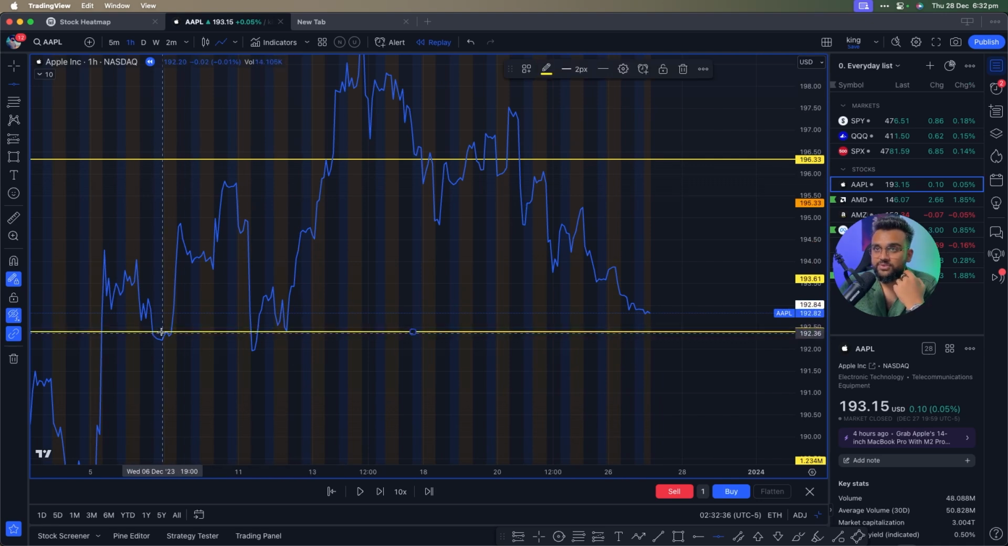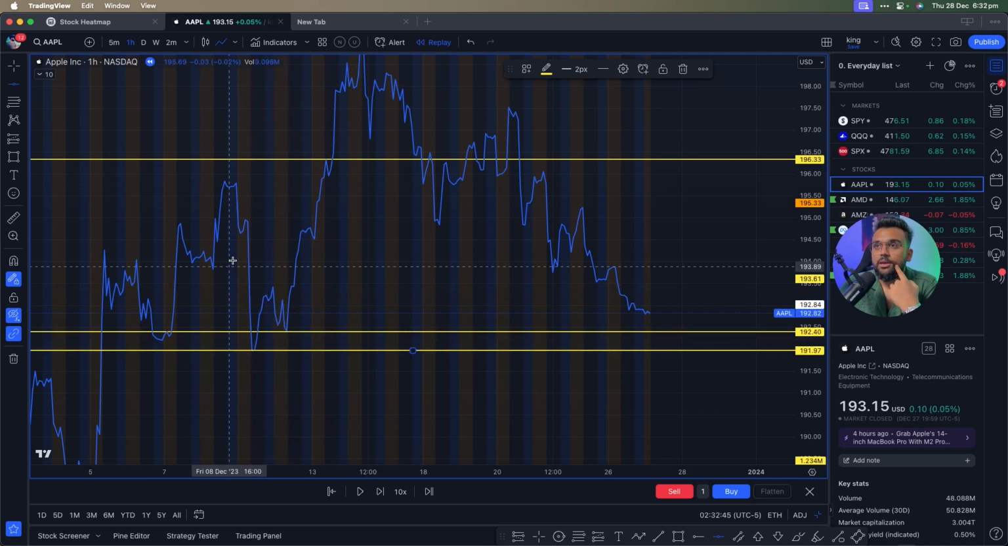This is where the price had a little bit of a hard time, then finally broke, went up, bounced here, and literally made a big move. Another level would be right here. Price came down and bounced off literally this spot.